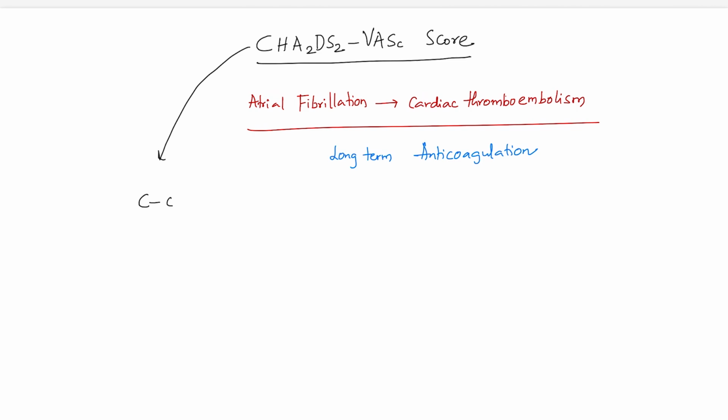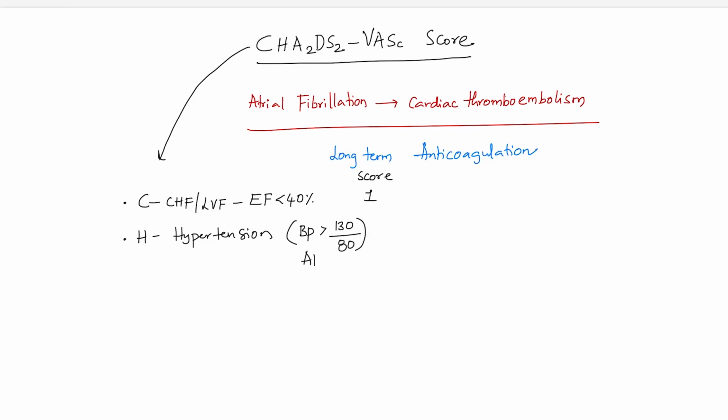I'll tell you. C stands for congestive heart failure, or we'll call it left ventricular failure or dysfunction, wherein you will see ejection fraction less than 40%. This is the first parameter. And what is the score we give here? Score is 1. Now the second is H. H is hypertension. As per the latest hypertension guidelines, it is BP more than 130 systolic or more than 80 diastolic. Even if the patient is on antihypertensive therapy, you still classify him as a hypertensive patient and you give a score of 1 here.